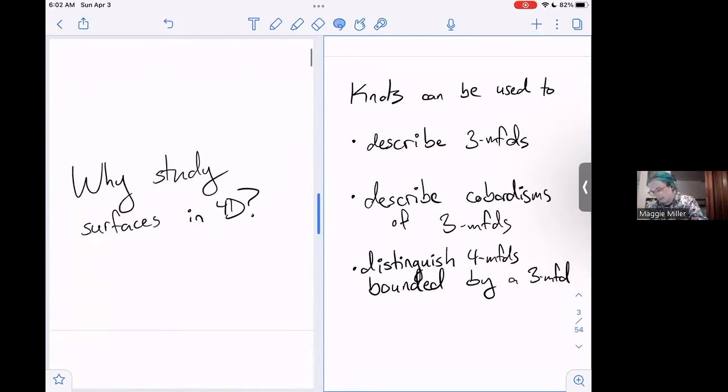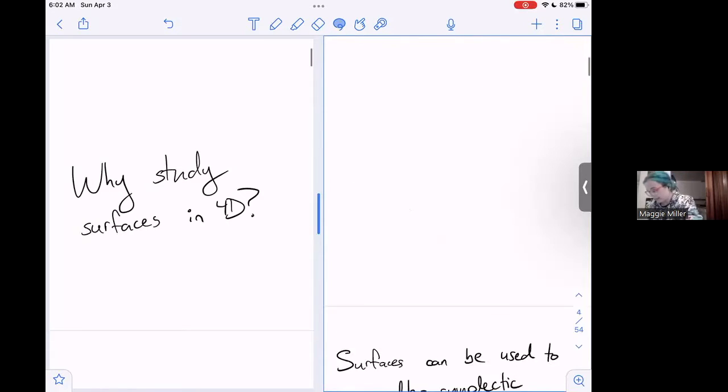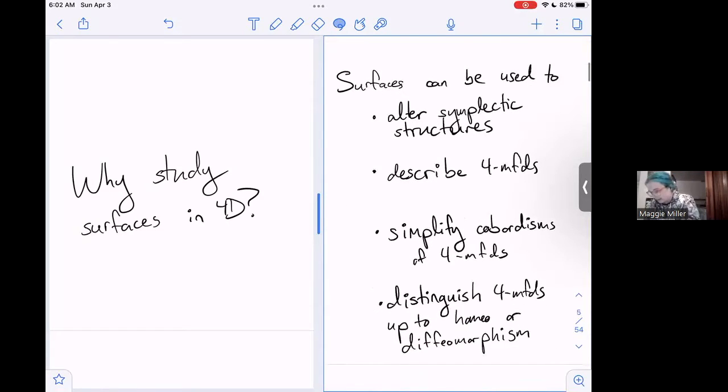Now, if you move up to surfaces in 4D, maybe it's unsurprising to find that surfaces can also be used to describe arbitrary four manifolds through an operation analogous to Dehn surgery. I won't explain what that is. We can also use surfaces to describe cobordisms and simplified cobordisms of four manifolds.